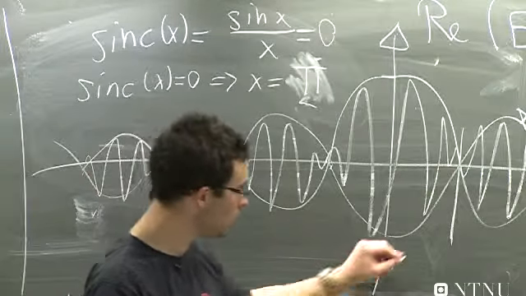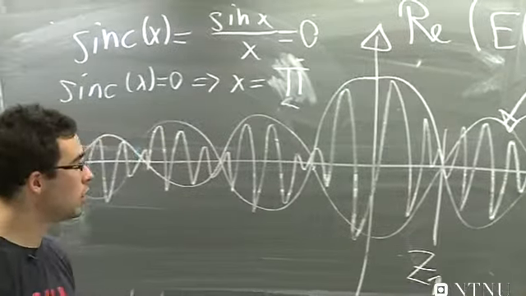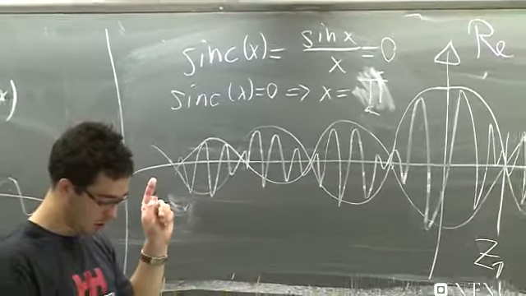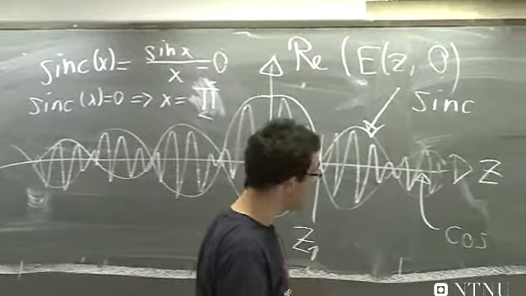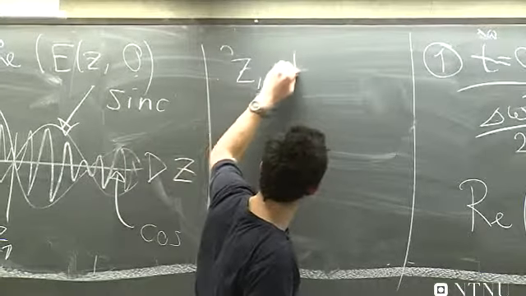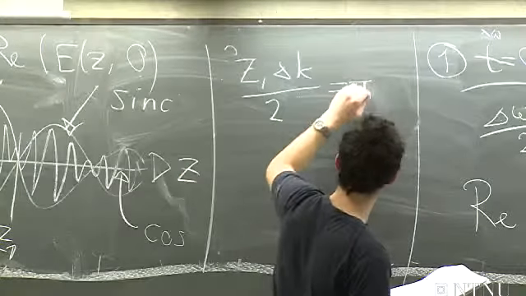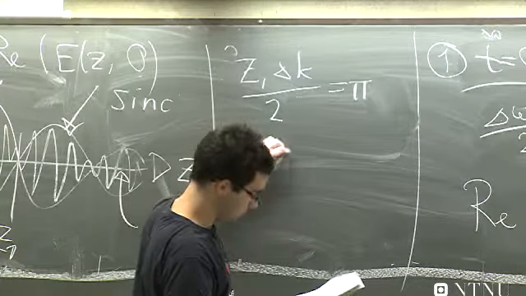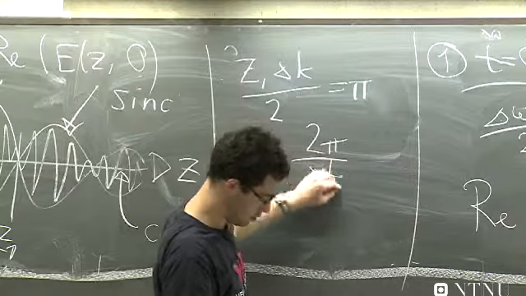And I'm just going to use this first zero as an estimate of that. So I say z1, that's the first zero, where the argument of the sinc equals pi. And that is z1 delta k over 2. So z1 delta k over 2 equals pi. And then z1 equals 2 pi over delta k.